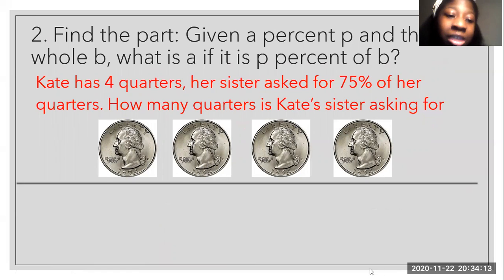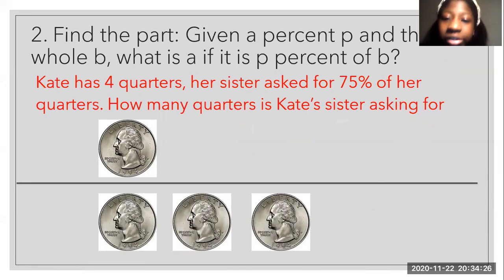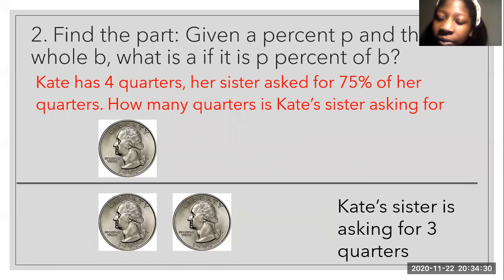Now, like I said, it's easier to use money because we know that 75% is 3 quarters, which means 3 of her quarters will go to her sister. So how many is her sister asking for? Sorry, I don't know how the quarters disappeared. Her sister is asking for 3 quarters.